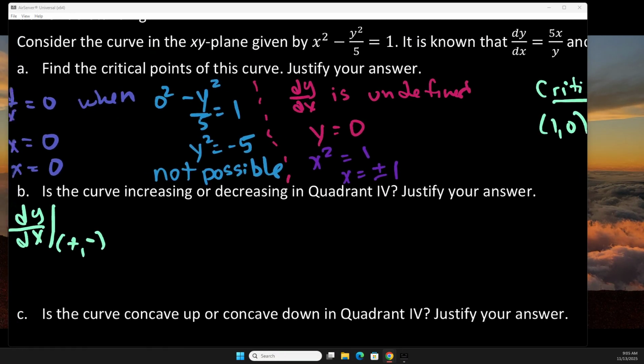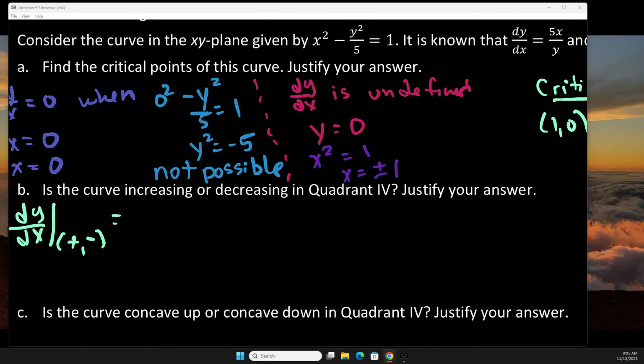So when I go to that first derivative, I'm going to put a positive in for x. If I put 5 times a positive, I'm going to get a positive. I'm going to put a negative in for y, so I'm going to get a negative down there. When I divide a positive by a negative, it's going to be a negative. So what do you guys think? We're going to be decreasing.